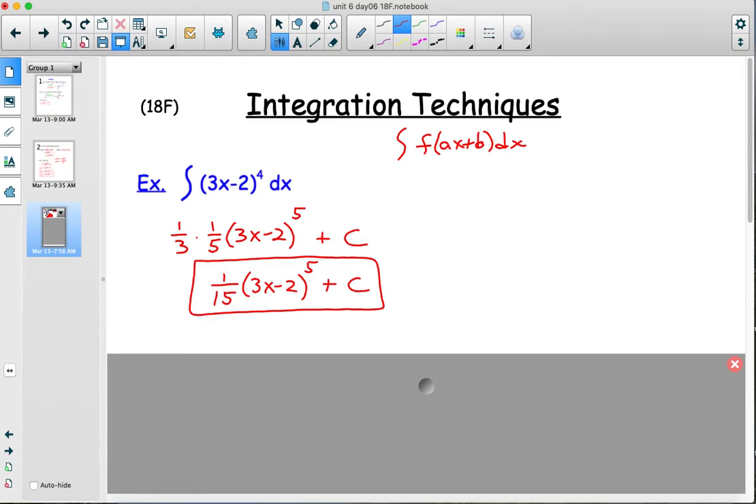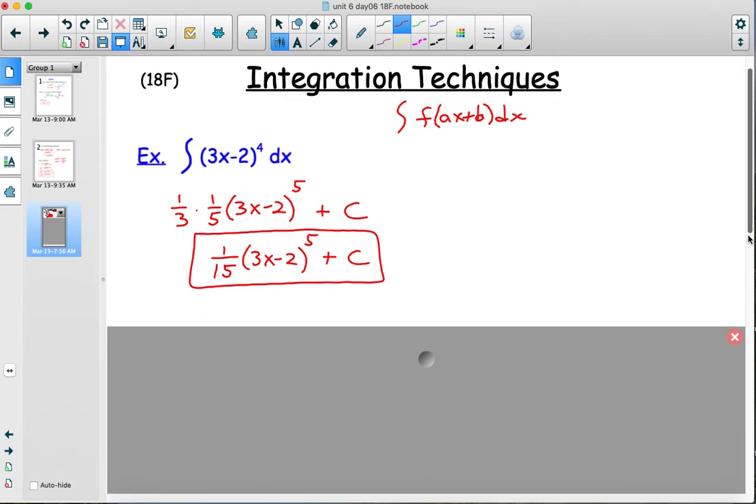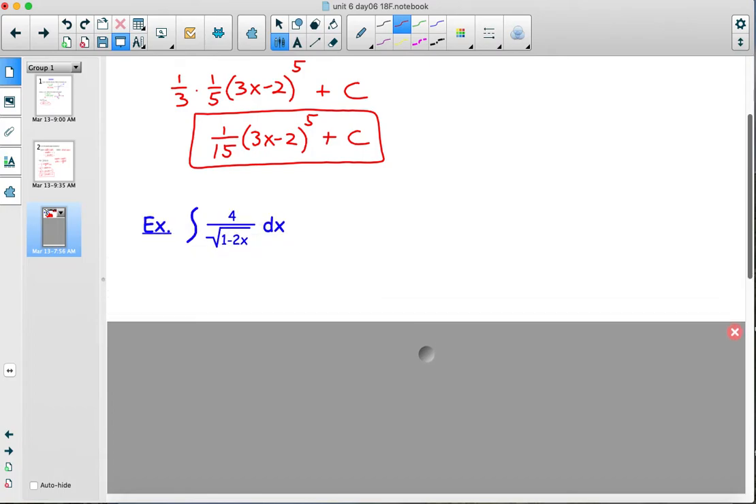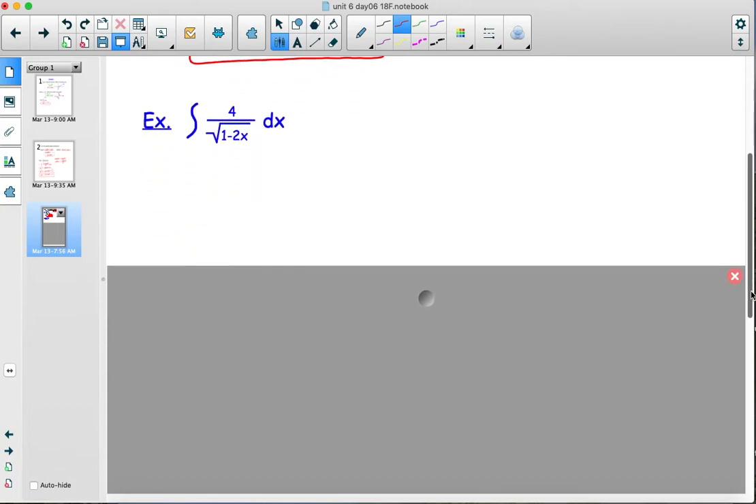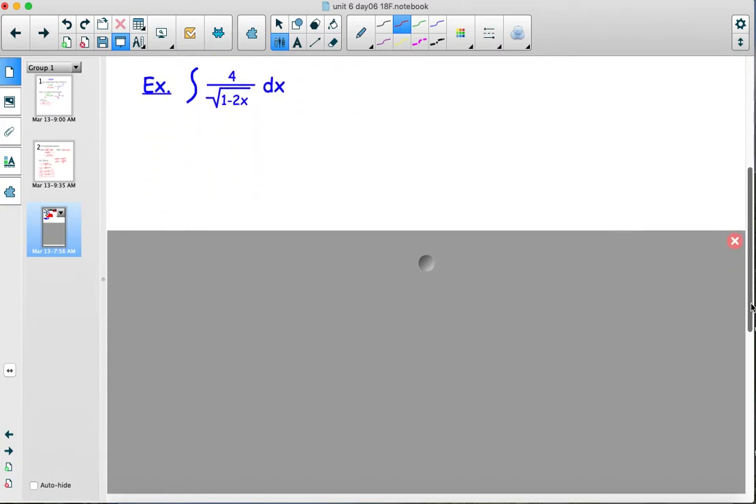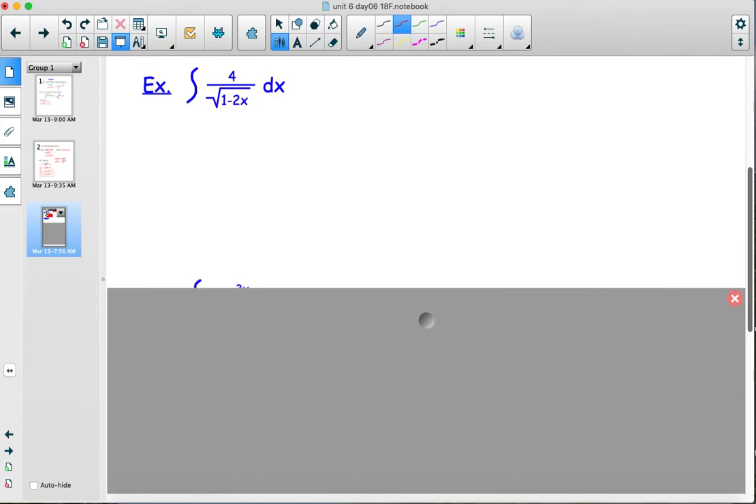Okay? At any point as I work through these, it's really important when you think you have your antiderivative, differentiate it and check. Let's look at another example. How about the integral of 4 over the square root of 1 minus 2x?